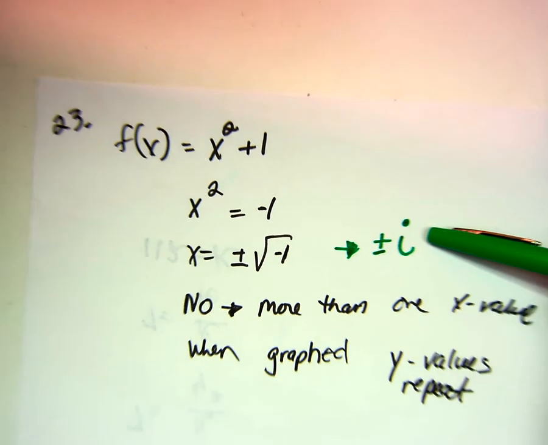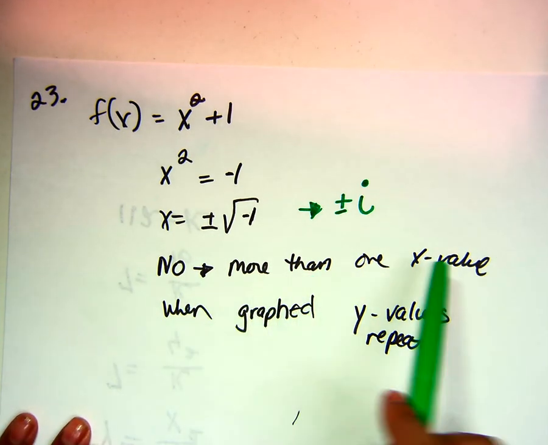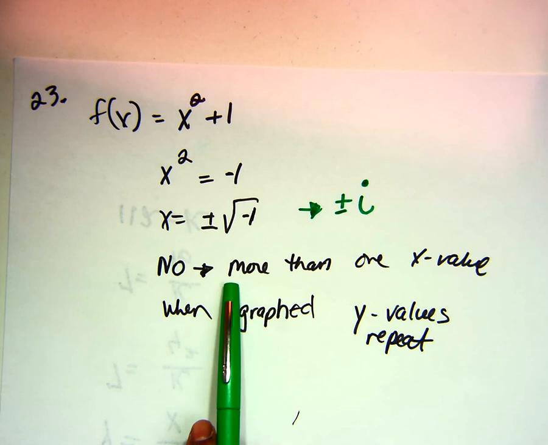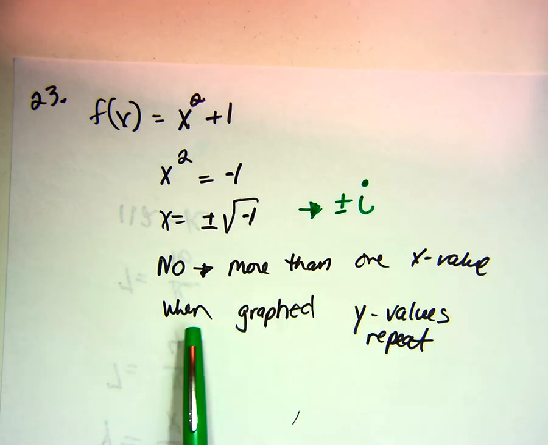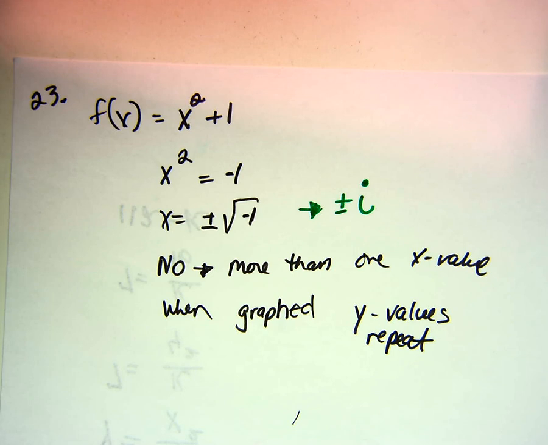The other reason why it's not one-to-one is that you have more than one y value when the y values repeat. You can't have more than one x value because then when you graph it, the y values repeat. So that's 3 reasons of why it is not one-to-one.